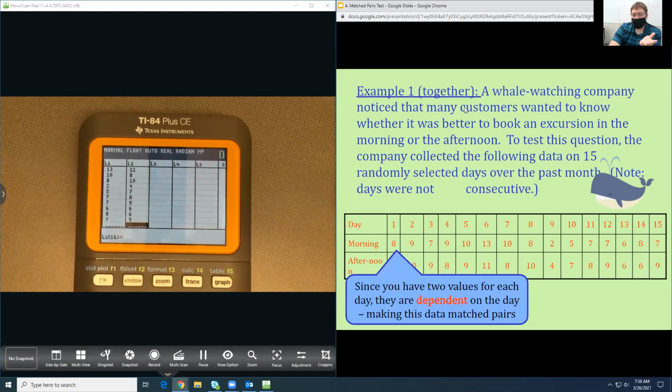So we have two values for each day, therefore they are dependent on the day. So this is why this qualifies as a matched pairs example. Looking back at 1, 2, and 3 on the previous page that we looked at, this is dependent on what day I pick.